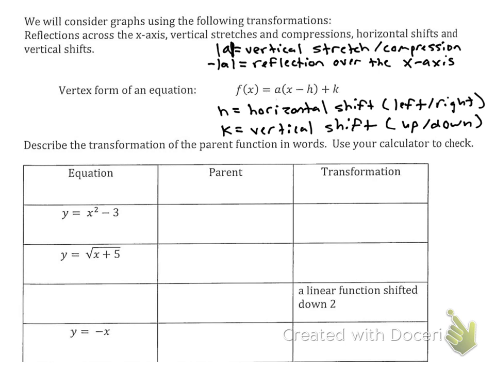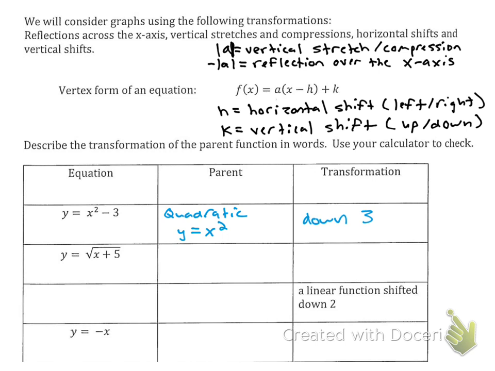So, that means in that equation, h would be 0. That's x minus 0 squared, but you don't write it like that, okay? So, what would that parent be? Y equals x squared. Yep, it's quadratic, good. And like y'all said, that transformation would be down 3. Okay.